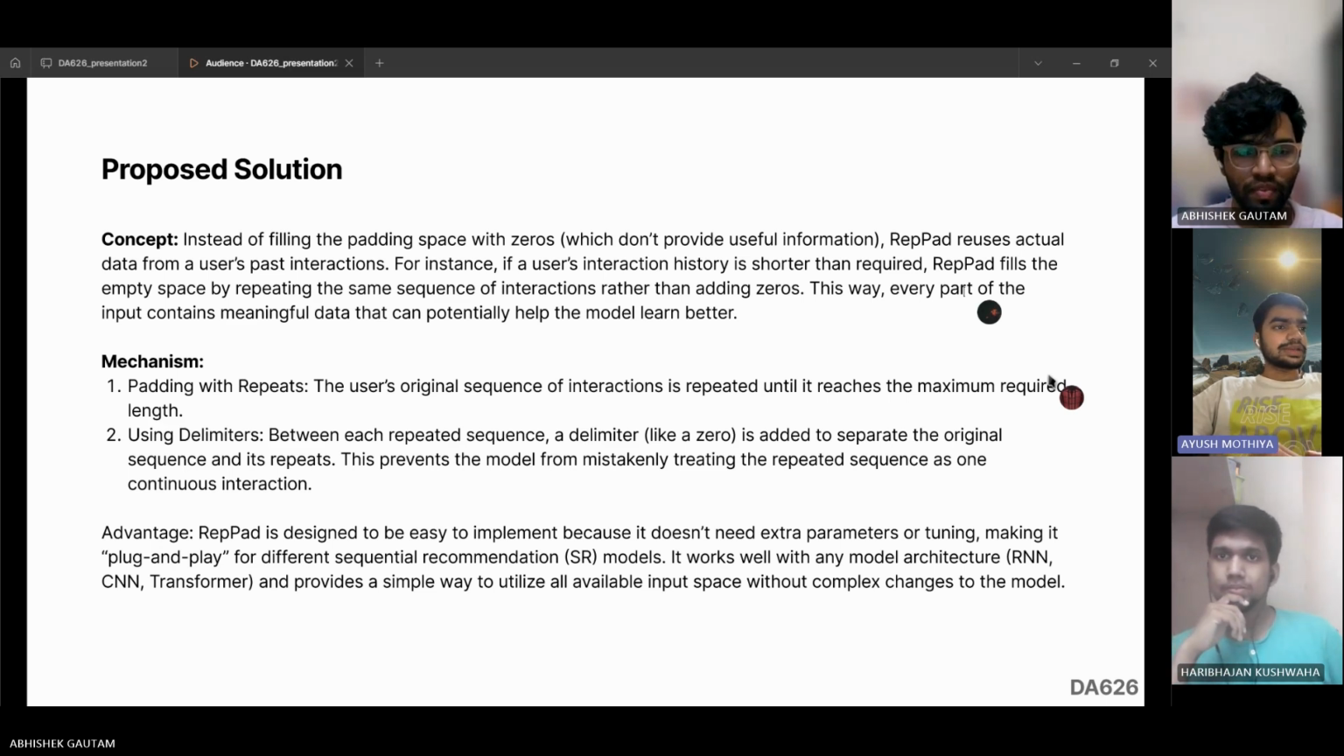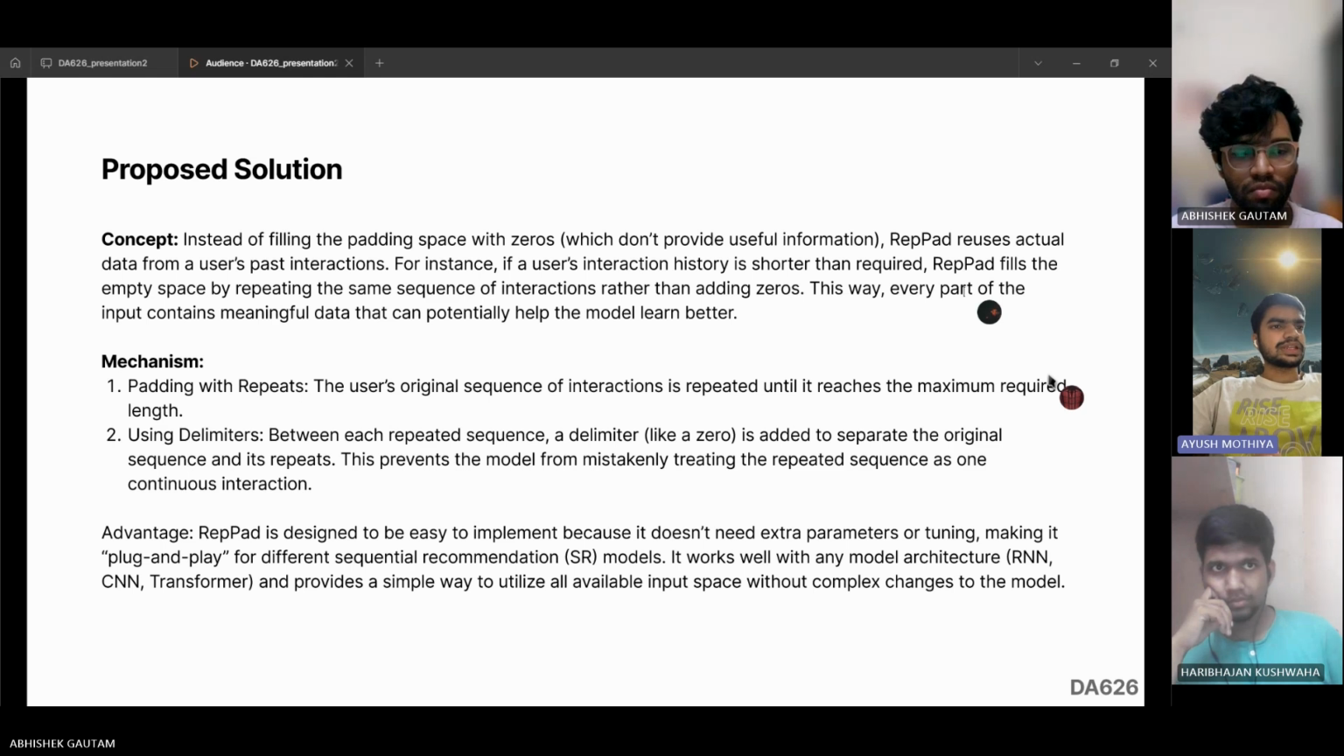Basically, the core concept behind RepPad is simple yet effective. Rather than filling the padding spaces with zeros, we reuse the actual data from the user's past interactions. If a user's interaction history is shorter than required, instead of adding zeros, RepPad repeats the same sequence of interactions to fill the empty space.